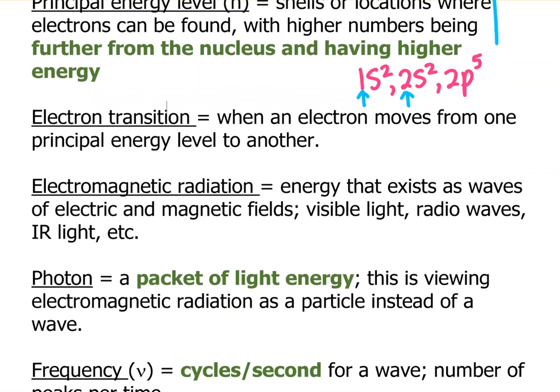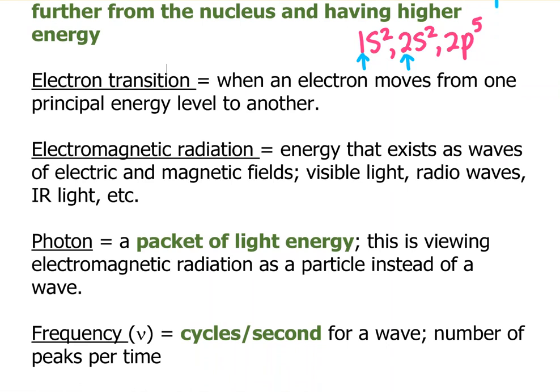Electromagnetic radiation includes a lot of different types of energy that involve electric and magnetic fields. And so visible light, radio waves, UV light, microwaves, there's a whole spectrum. Photon is a packet of light energy. And so with light, we can think about it as being a packet or a particle of light, or we can think of it in terms of being a wave. And it's really both. It's just two different ways of thinking about it.